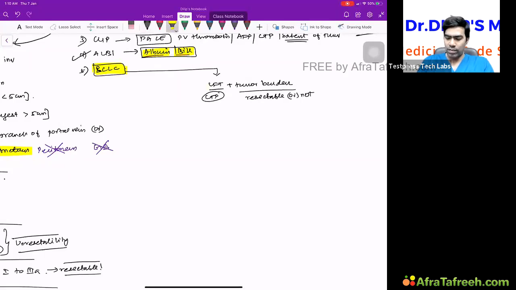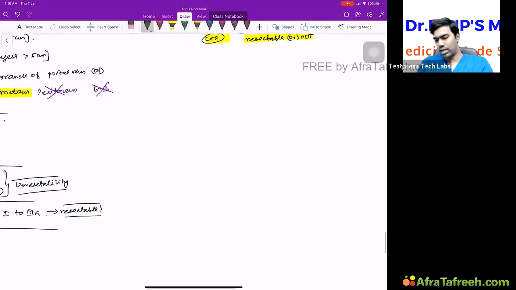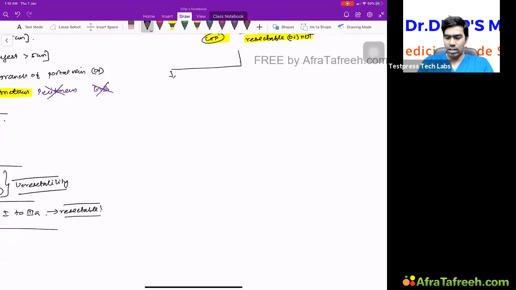So why do I want to do LFT? Because I need to know the CTP score. Why do I want to know the tumor burden? Because I need to know whether it is resectable or not. So based on that, I can give a lot of data. First, I can tell the patient is CTP-A, and at the same time the tumor is resectable. You know what is CTP-A? We have discussed already about the CTP scoring. So A, B, C is Child A, Child B, Child C.